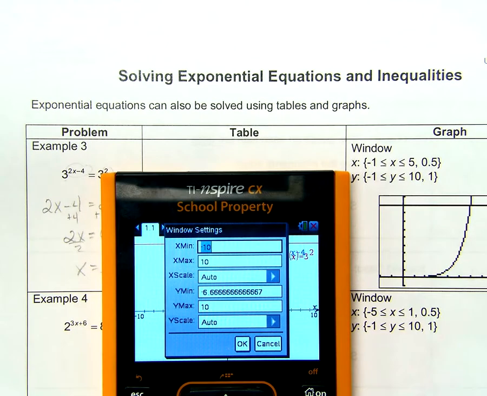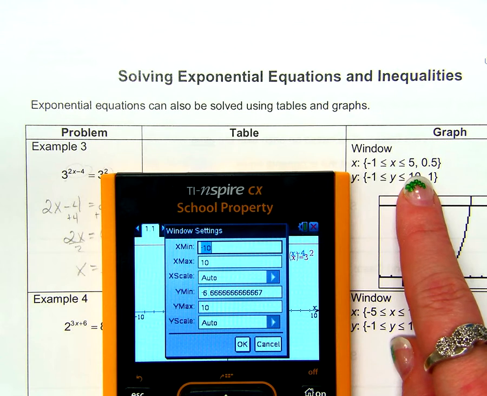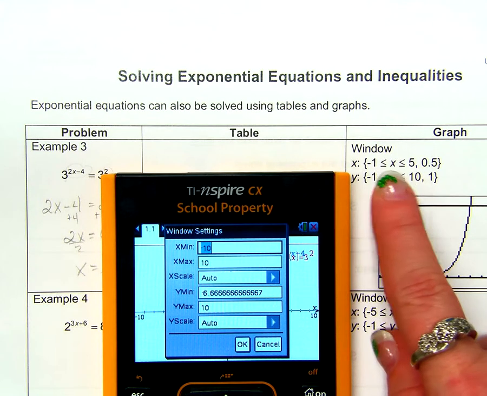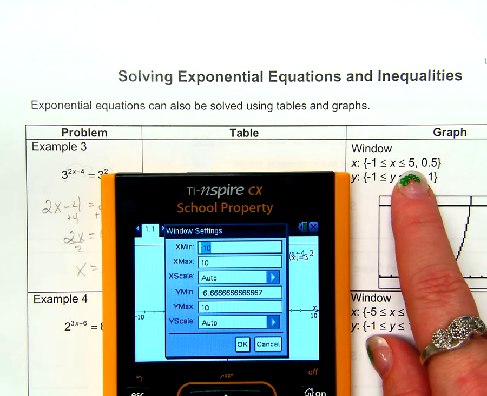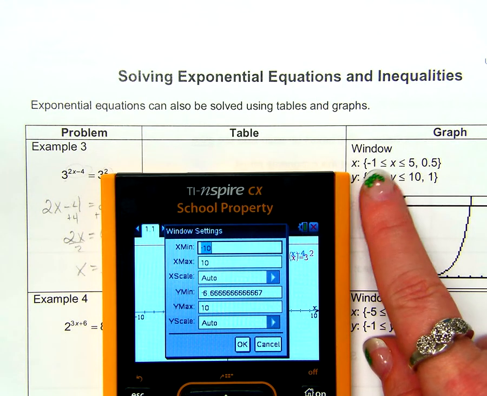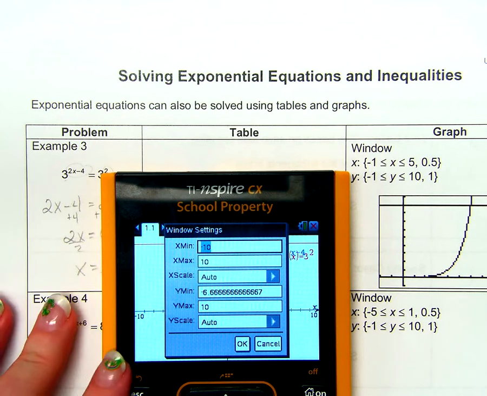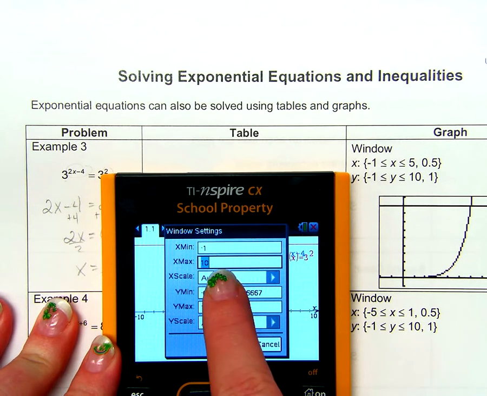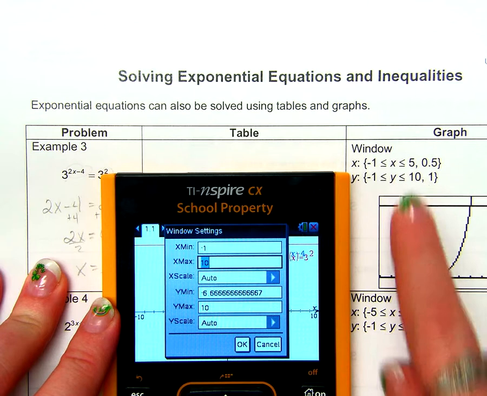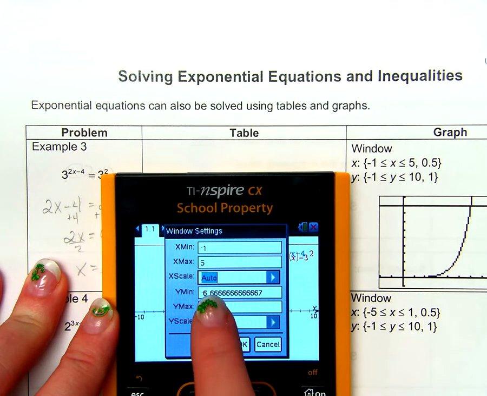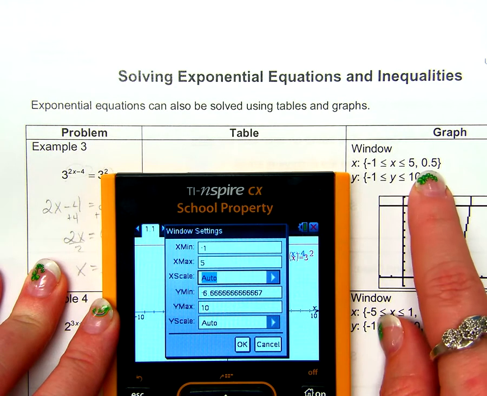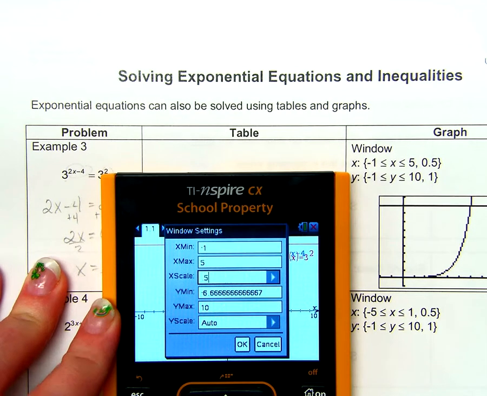Now, this doesn't look like the window settings that they normally give us. They normally say x min equals blah, x max equals blah. Is this telling us enough information? Yeah, we just have to know how to interpret it. The x's have to be from -1 to 5. So my minimum needs to be -1. My maximum needs to be 5. What's my scale? 0.5.